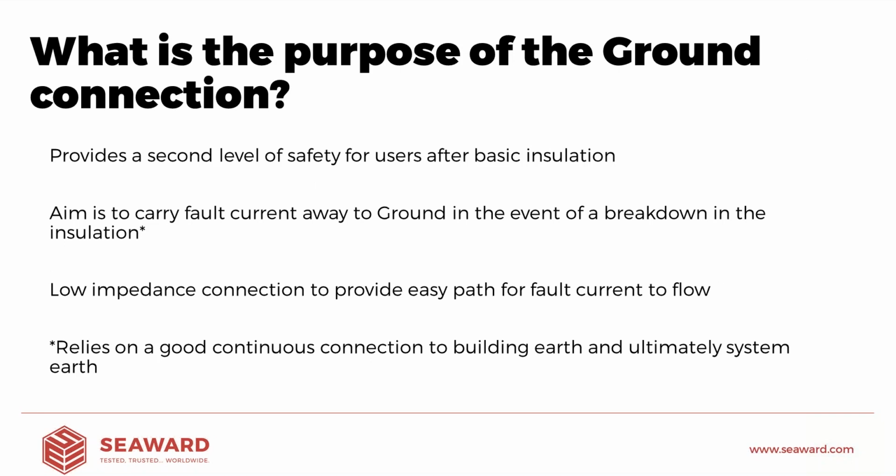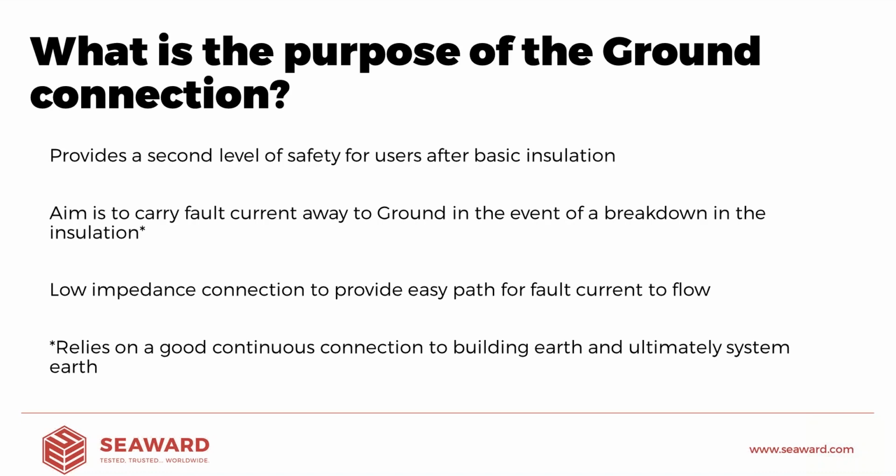So firstly, let's look at the purpose of the ground connection. Why do we even fit a ground connection in the first place? Well, on a product, it provides a secondary level of safety for users. The primary level of safety within any product is generally the basic insulation. Those barriers between you and I and any kind of live parts are always seen as the first level of safety, and then Earth is fitted as a secondary level.